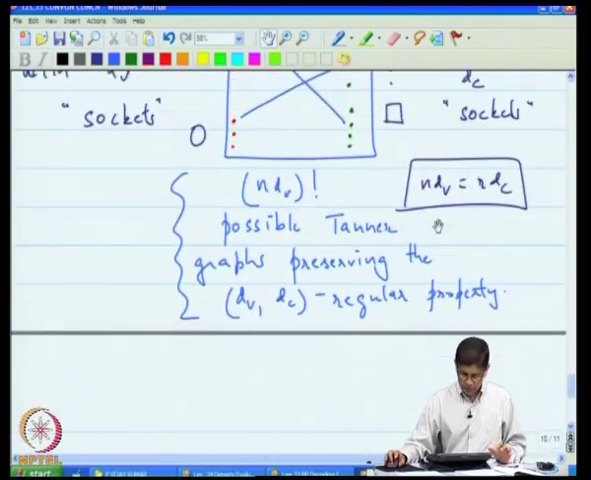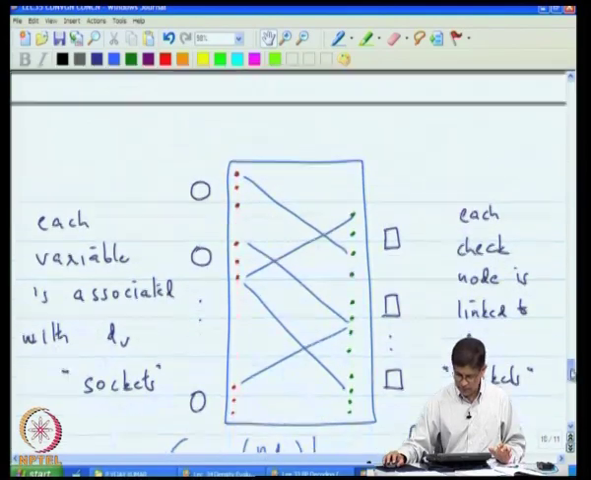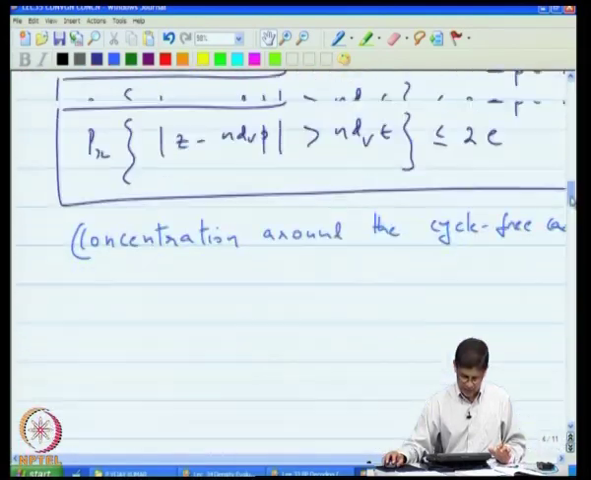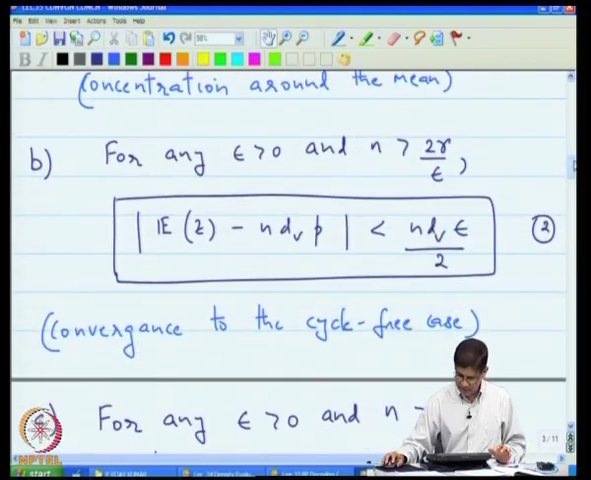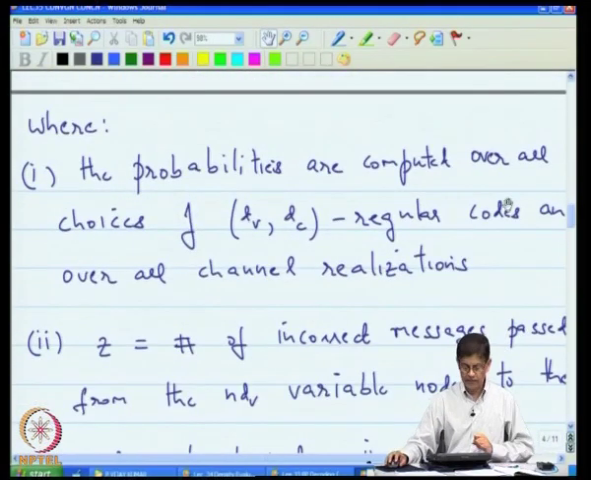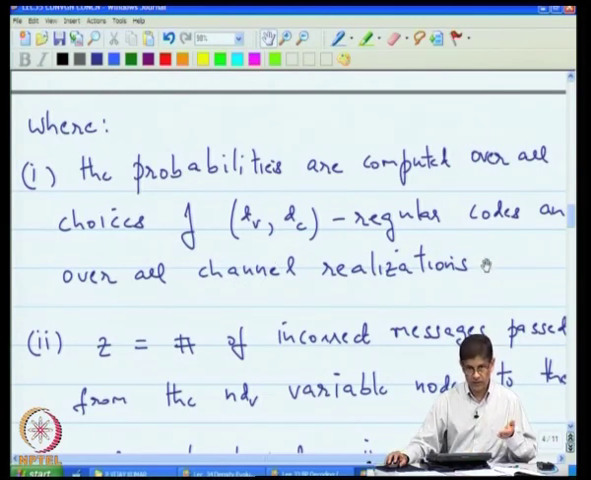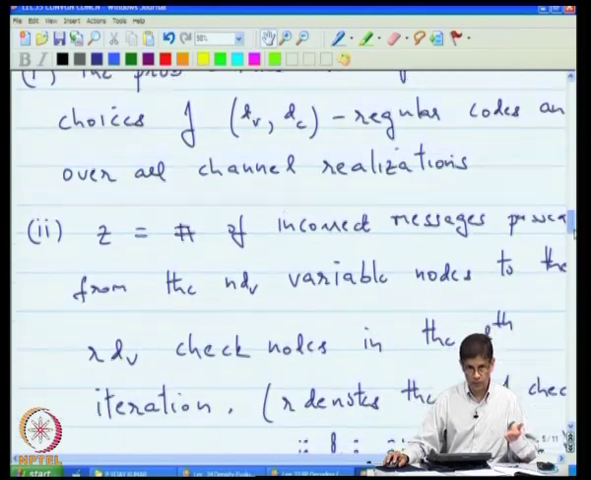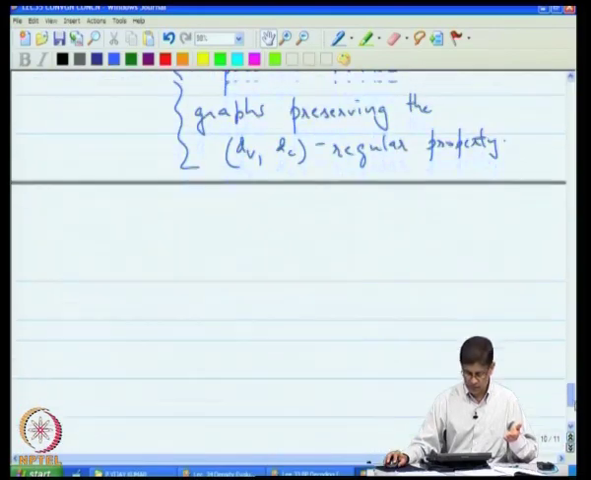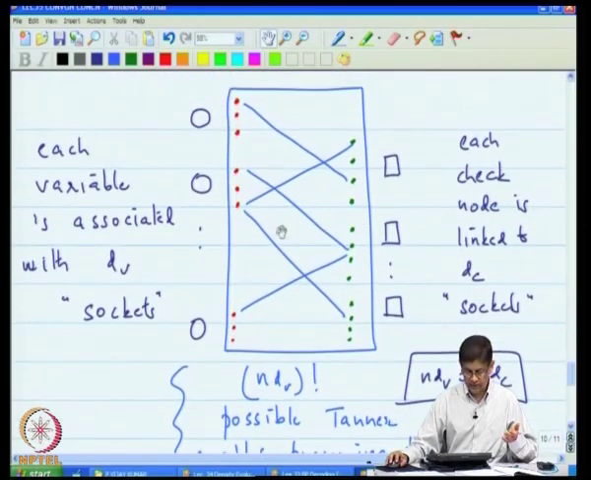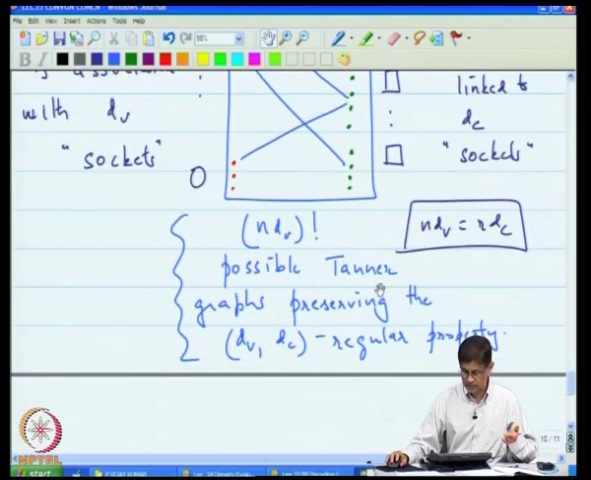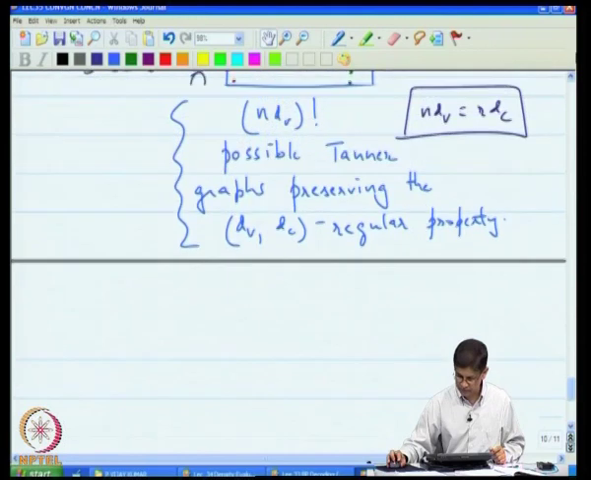Okay. So, now this explains the last part of the theorem, because right in the beginning when I introduced the theorem, I said that look, the probabilities are computed over all choices of dV/dC regular codes. Okay. So, this is explaining what this collection of codes over which you are averaging is. It is namely the collection that is obtained by treating this as a permutation and determining which socket is connected to which socket on the right. Okay. So, that is the ensemble over which you will average.